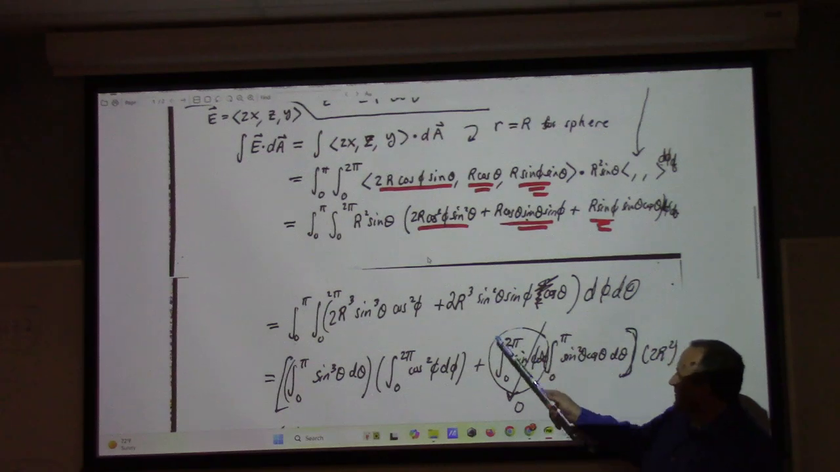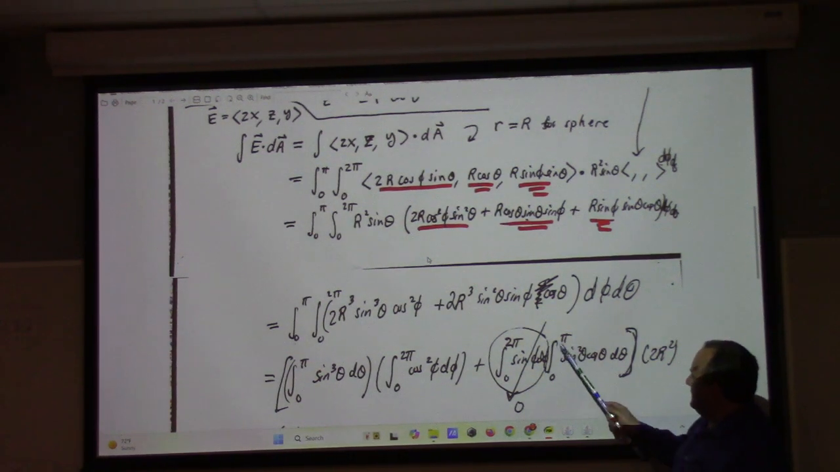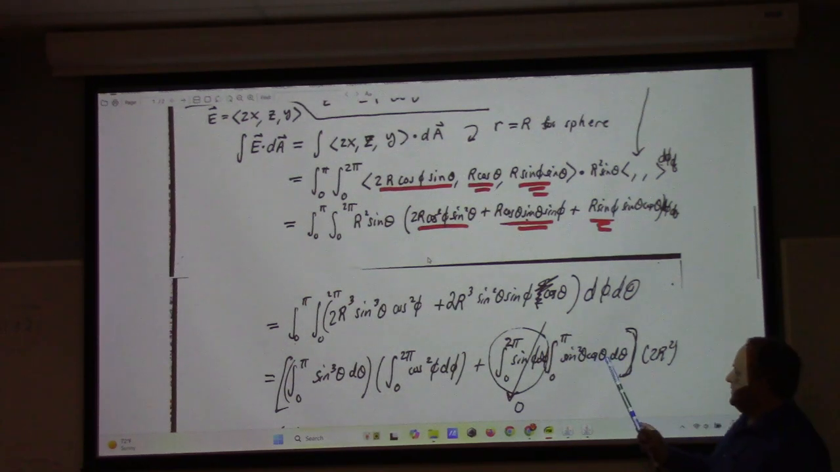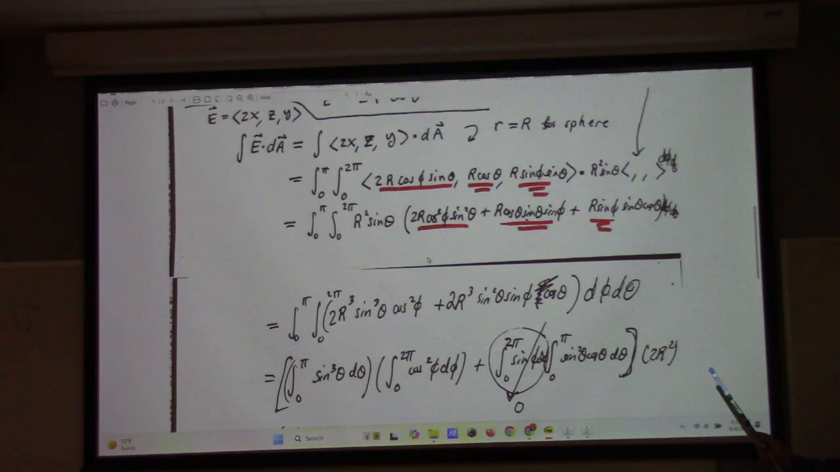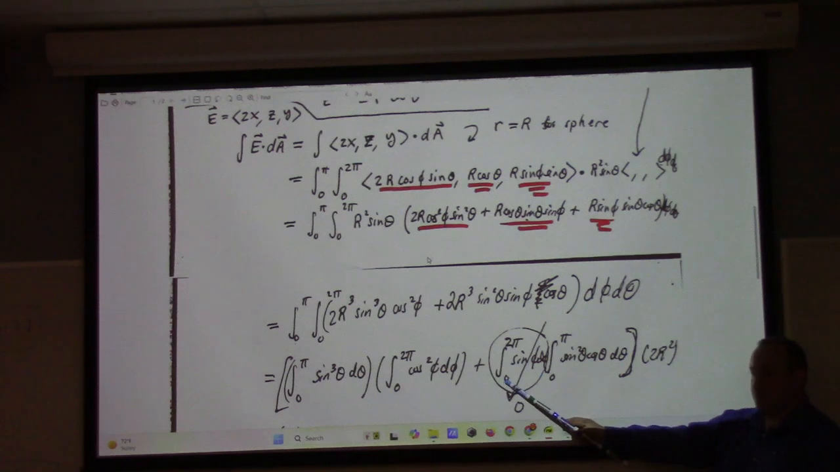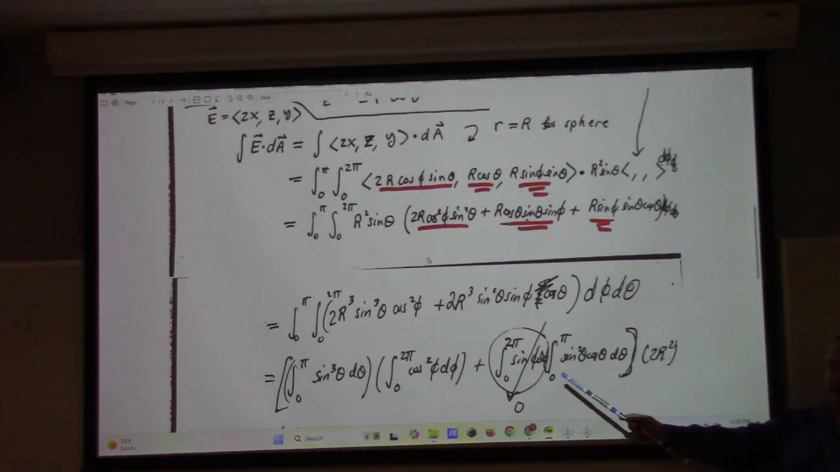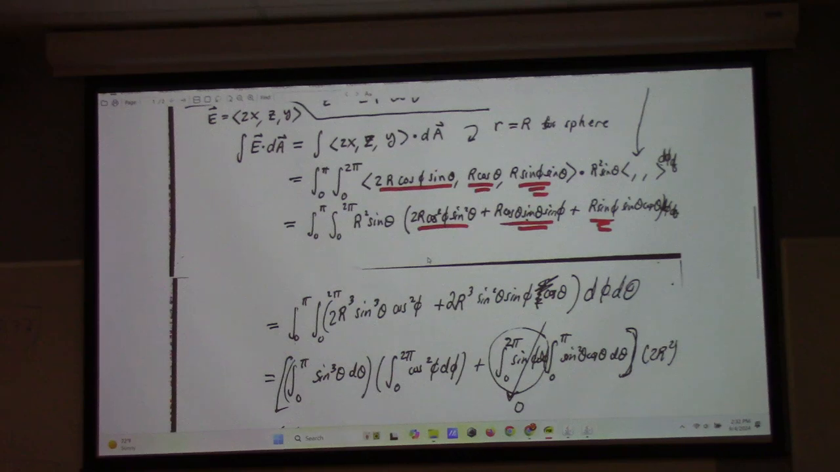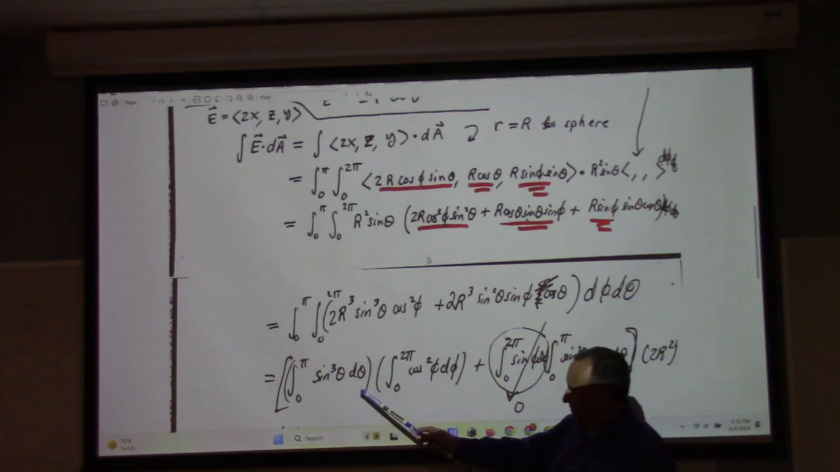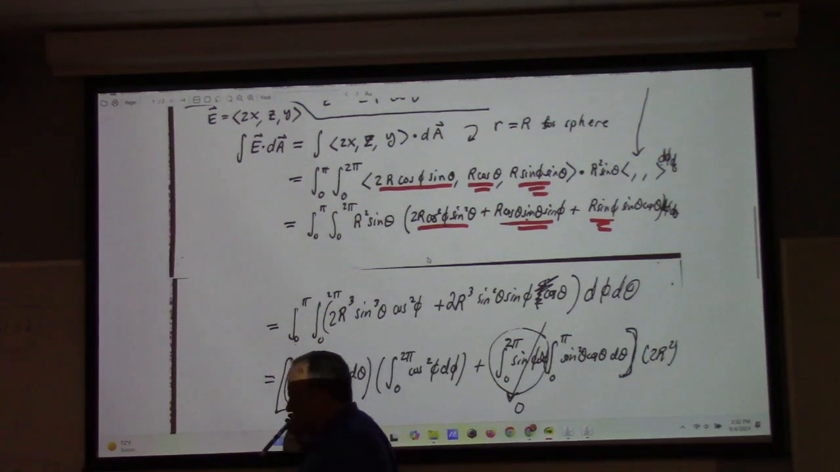On the other hand, over here we got the integral from 0 to 2 pi of sine phi d phi times the integral from 0 to pi of sine squared theta cosine phi d phi. But this is wonderful because that is 0. If we integrate sine over a full cycle, we get 0, which means only the first term matters. And if you tilt your head and squint, you can see that that's 4/3, and that's pi.